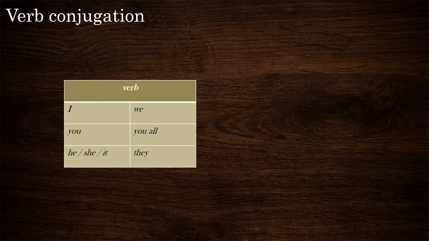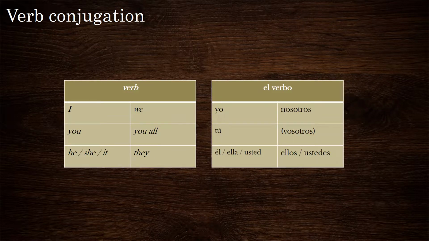Verb conjugation. So we do this in English, just not as much. And this is the style chart that I'm going to use. So the left-hand side goes I, you, he, she, it, same box, and then we, you all, they. And the equivalent in Spanish, I is yo, you is tú, he is él, she is ella. It doesn't have a word. It's built into the verb. Usted is you, but it's the formal form.